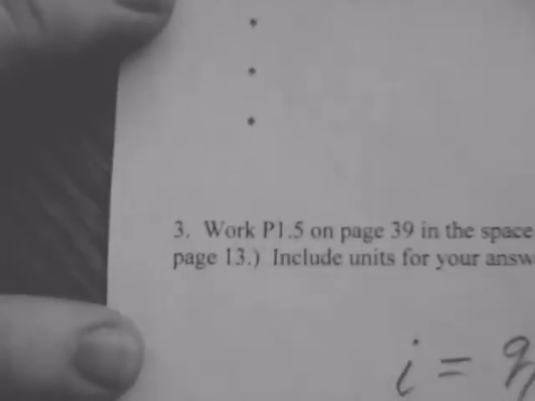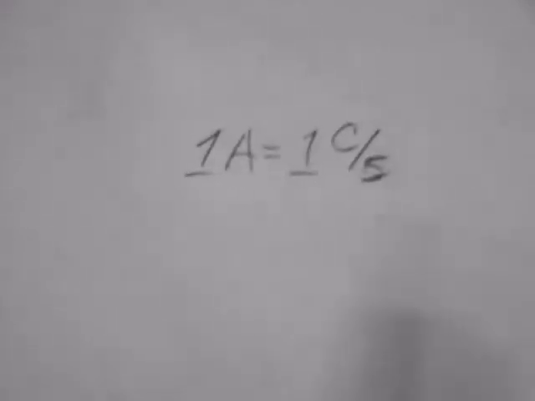To find the number of electrons, you take the amount of charge that you have computed and divide by the charge of the electron. That is the constant that is given in the statement of the problem on page 39, problem 1.5. And so the charge of the electron, negative 1.609 times 10 to the minus 19th, I think. And you might even need to use this, that an amp is equal to 1 coulomb per second.